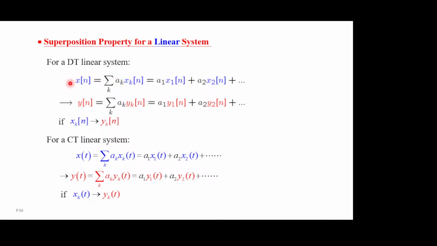signals. So let's say your input signal is a linear combination of whatever basis you pick, xk of n. So your input x of n is the summation over k of ak, some coefficient, times some basis xk of n. Then you will have the corresponding output: the summation over k of ak yk of n, where yk is the response to xk, so xk of n goes to yk of n. And similarly, the continuous time case will have this property.